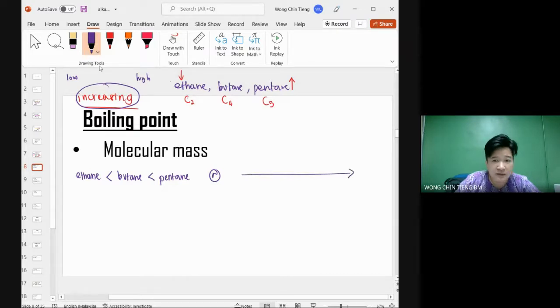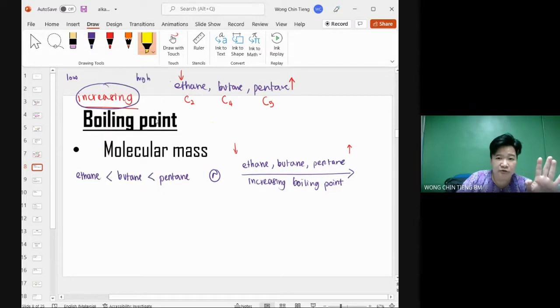Guna arrow, letak increasing boiling point, salin balik soalan. And then kamu susun ethane. Kamu tahu kamu nak yang rendah sebab nak increasing. Increasing means yang rendah kepada yang tinggi. Ni saya akan contoh. Daripada yang rendah, saya ethane. Tak perlu guna simbol, tapi boleh guna comma. Kalau kamu nak guna comma, boleh, dengan satu syarat. Benda ni kena ada. Faham?